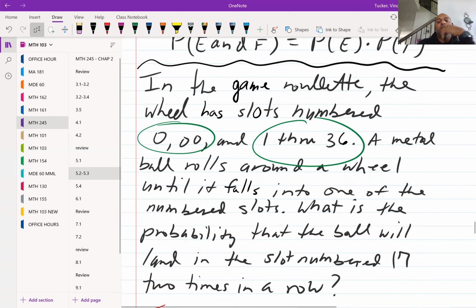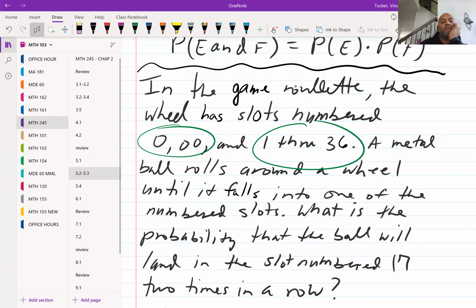All right. In the game roulette, the wheel has slots numbered 0, 00, and 1 through 36. A metal ball rolls around the wheel until it falls into one of the numbered slots. What is the probability that the ball will land in the slot number 17 2 times in a row? I'll give you a chance to write that down.